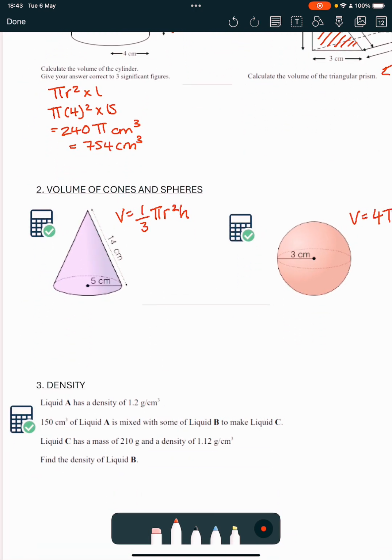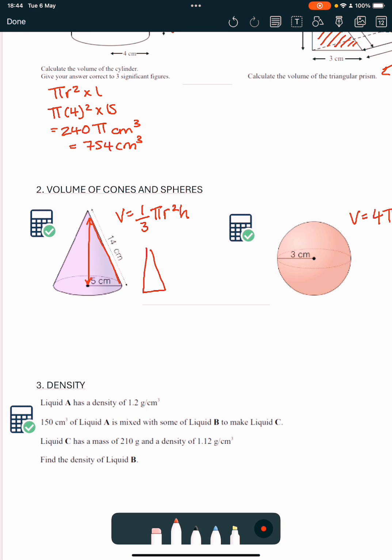Okay, volume of a cone. You're going to be given this in the exam, and it's really important though that you know that this H here corresponds to the vertical height, the height that's perpendicular to the base. So the way they can make this a little bit harder is by giving you the radius and the slanted height.